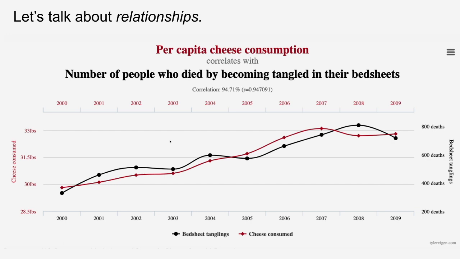So let's look at a better data visualization of a statistical relationship. If you look between 2000 and 2009, at the number of people who died being tangled in their bed sheets, which, just for the record, is in the hundreds every year, and the per capita US cheese consumption, I think you can see a really interesting relationship, right? What's going on here? Does something need to be done?